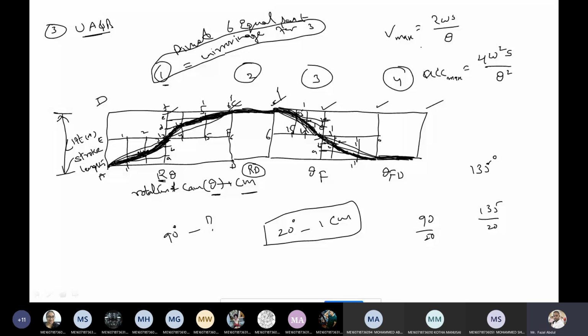If the question is asked, then only solve for the maximum velocity and maximum acceleration. Otherwise, don't solve this, because it is an unnecessary waste of time. Here omega is the angular velocity, 2 pi n by 60. The n value will be given in rpm in the question, and s is the stroke length. S is nothing but the stroke length.